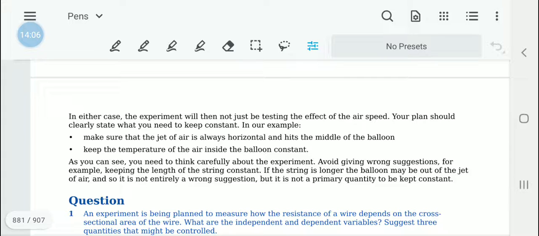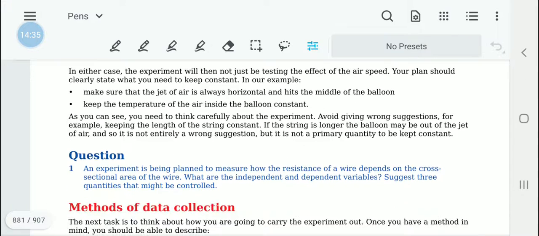Now, keeping the length of the string constant is not a primary concern for us. It has to be maintained, but because we are not changing the length of the string, it is an important one, but it is not as important as the other two we mentioned. So you need to take care as to what needs to be kept constant. I hope you understood. If you didn't understand, please ask questions. If you understood, please do question number 1.